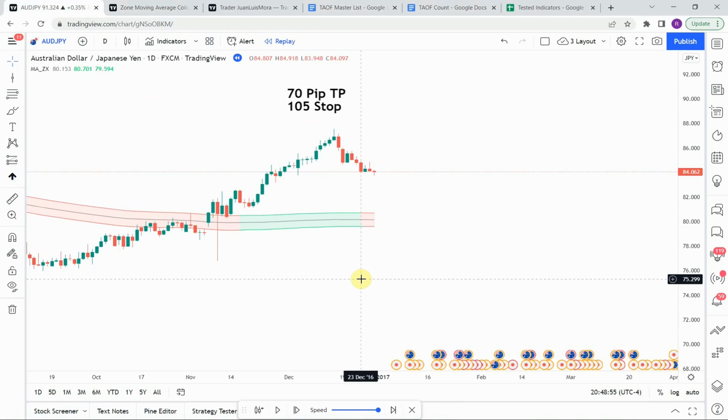Today we will be testing the zone moving average color direction detection indicator.